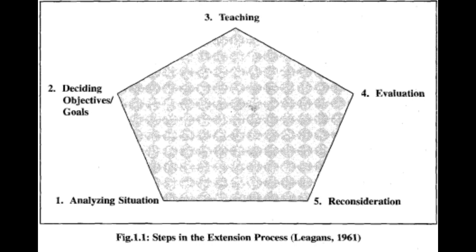10. The evaluation principle. Extension is based upon the scientific methods of development, and it needs constant evaluation. The effectiveness of the work is measured in terms of the changes brought about in the knowledge, skill, attitude, and adoption behavior of the people, but not merely in terms of achievement of physical targets.